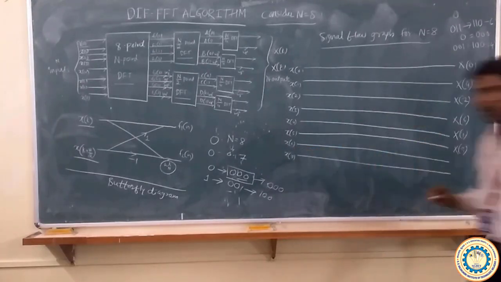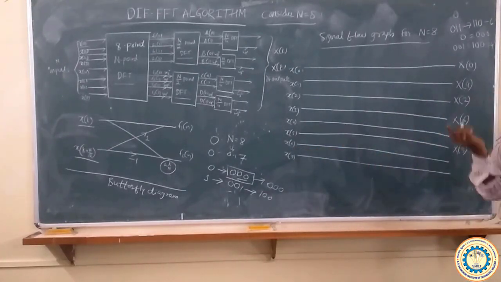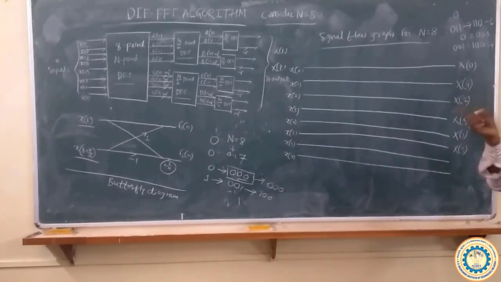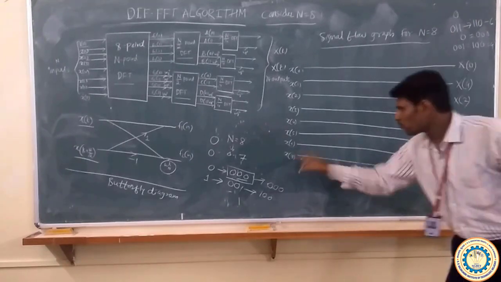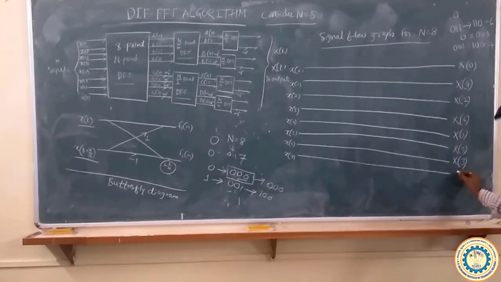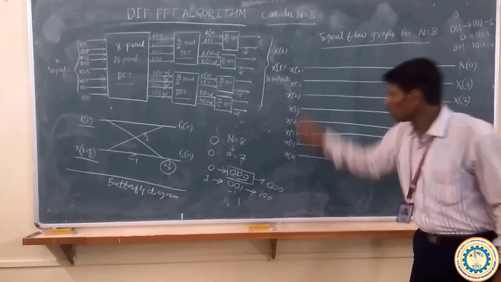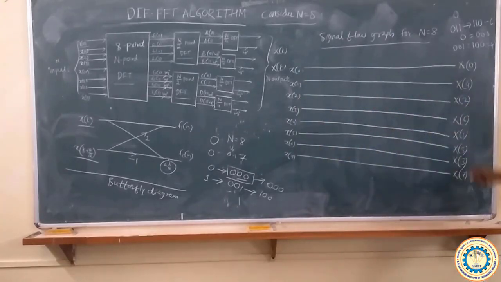X of 6. In binary, 6 can be represented as 1 1 0. So bit reversal is 0 1 1. That is x of 3. X of 7. 7 is 1 1 1. So bit reversal is also 1 1 1. So these are the input bits and these are the DFT, that is output bits.